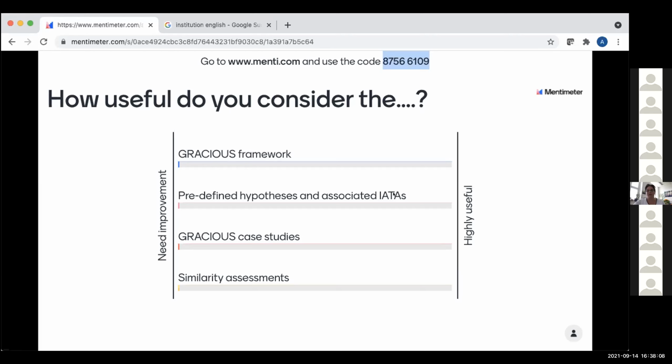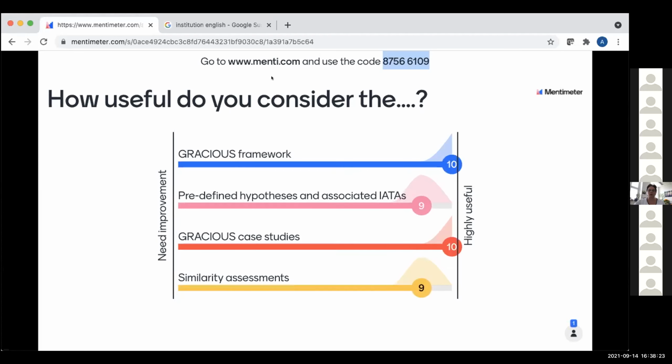Not all of them have been presented, the case studies in particular that you heard today, and maybe also partially the similarity assessment, just as a gut feeling. If you would like to share your opinion, it would be nice if you go to Mentimeter again, www.menti.com, and use the fresh code.